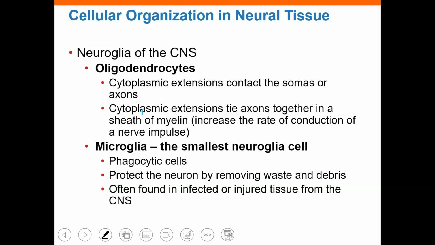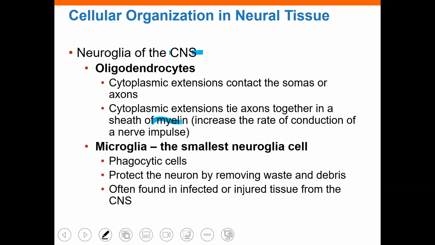Another cell would be the oligodendrocytes, and these are in the central nervous system. These are extremely important for the myelin sheath, and we'll talk about myelin more. Okay, so these are cytoplasmic extensions that contact the soma, that cell body, or the axons. And the cytoplasmic extensions tie axons together in this myelin sheath. That myelin sheath is going to increase the rate of conduction of a nerve impulse. So it's going to insulate it so it's faster and more effective.